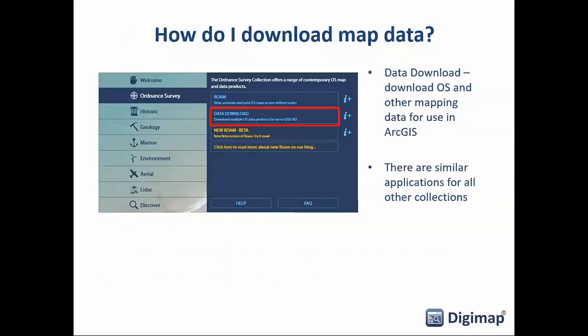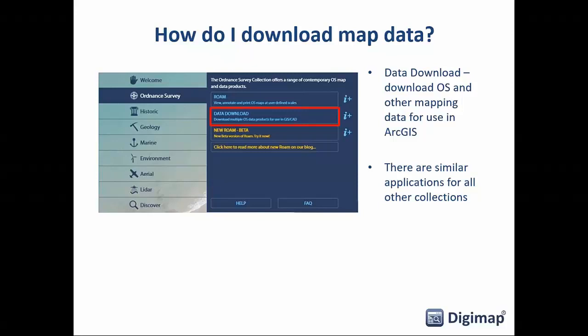So how do I download data? Well, the first thing is, in each collection, if you select the Ordnance Survey here, we've got different applications. There's always a Roam and a Data Download application. And what we'll be dealing with here exclusively really is the Data Download application.